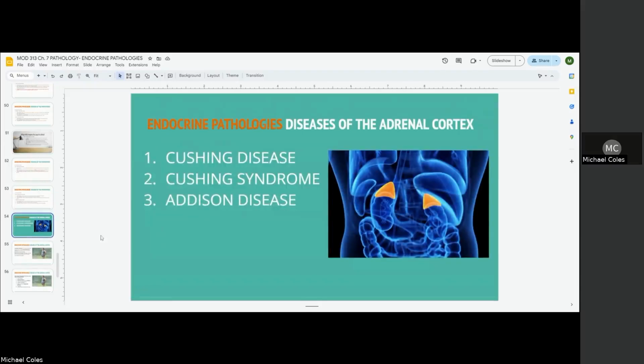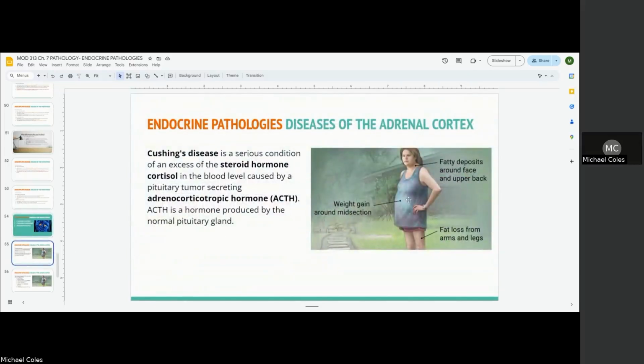Now going down to the adrenal cortex on top of the kidneys, so the little pyramids on top of the kidneys, we're looking at Cushing disease. So remember, the kidneys in a stress state, they're going to release a chemical called cortisol. Remember, we have adrenaline, cortisol.